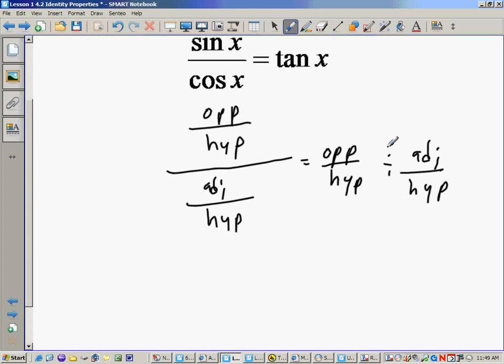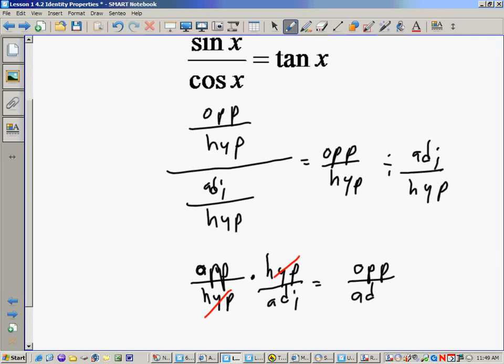Now everybody knows that when we divide fractions, we multiply by the reciprocal. Opposite over hypotenuse times hypotenuse over adjacent. Now what cancels out? Hopefully everybody sees that that's the hypotenuse. So now we just multiply across, and so that's opposite over adjacent, which is equal to tangent.